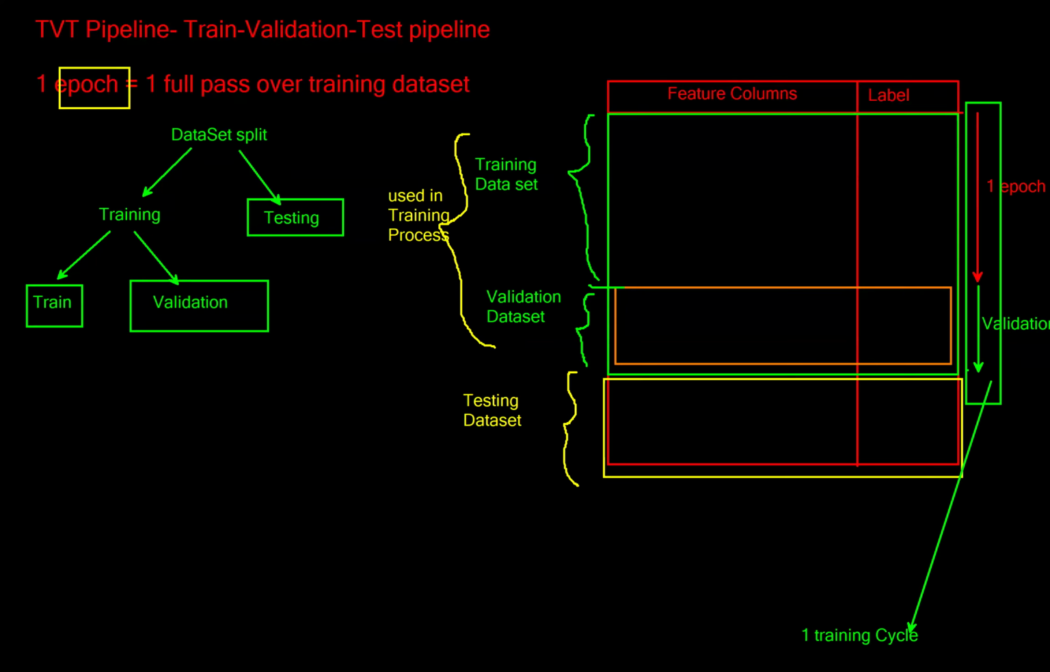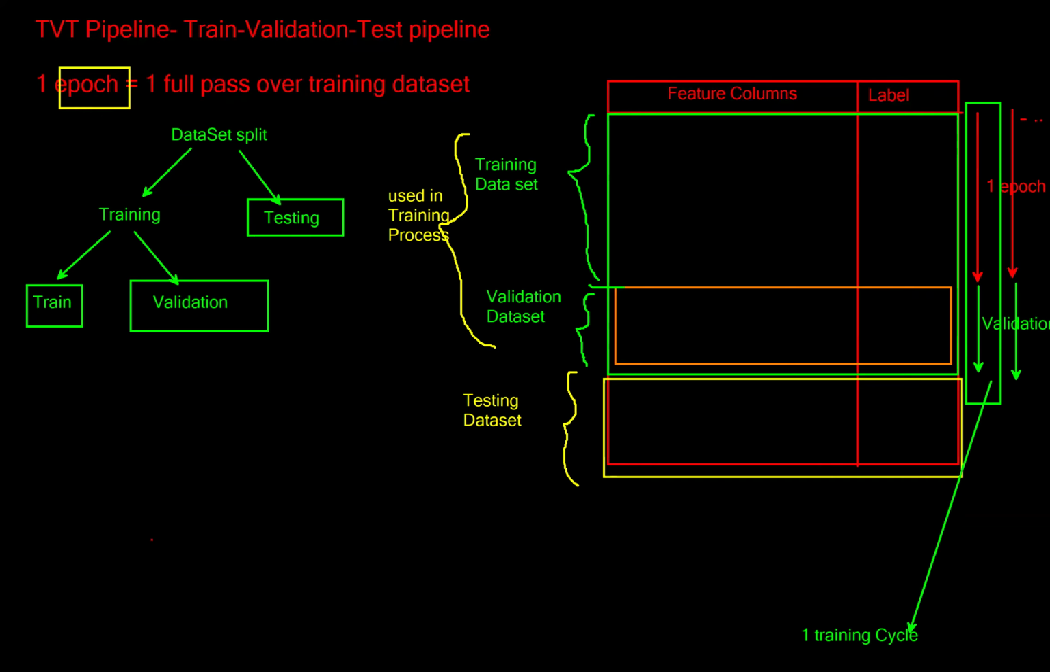After this one training cycle, another training cycle will happen. You remember we have set up the number of epochs, right? So in the next training cycle, the second epoch will happen, then the second validation will happen, and it will continue for the number of epochs that we have set. So one epoch plus validation is one training cycle, and it will happen n number of times, as defined by the number of epochs. This is how it is done.